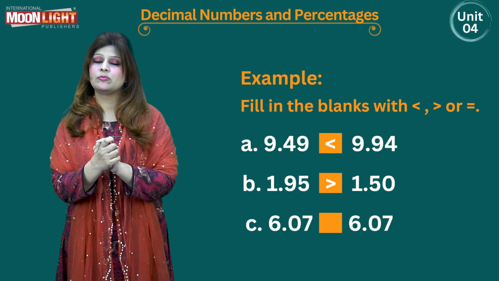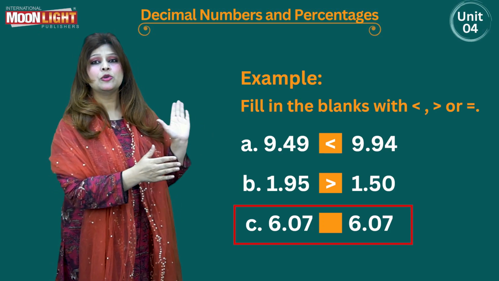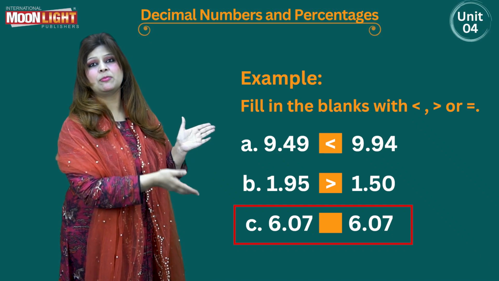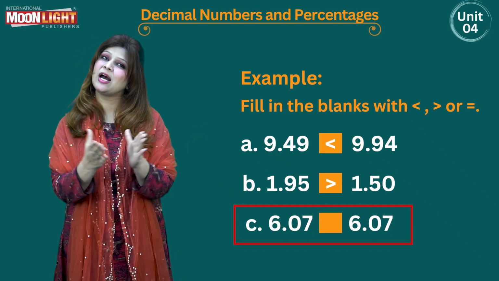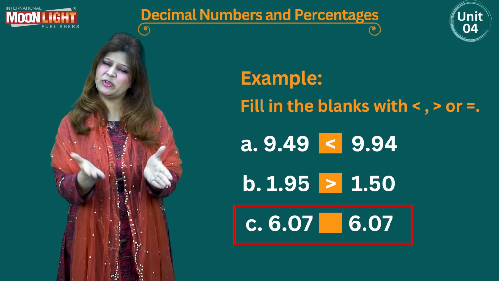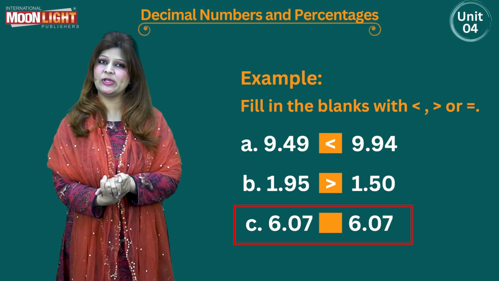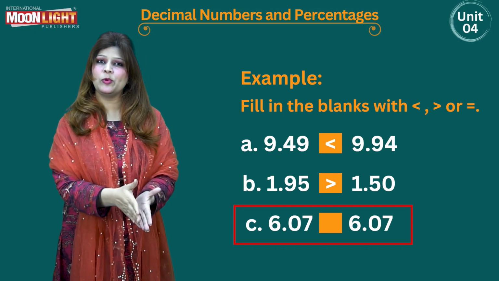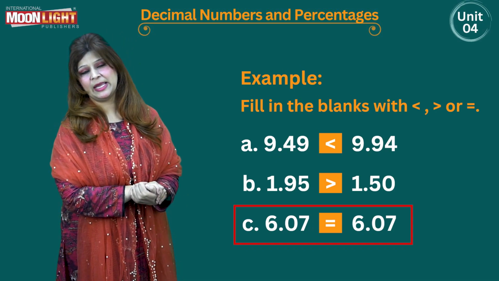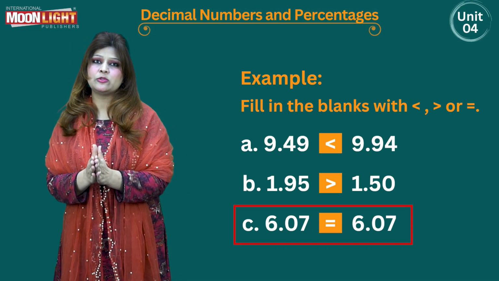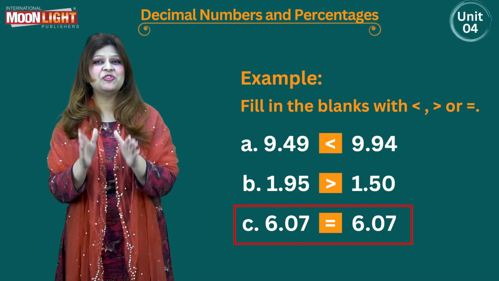So you are going to put the symbol over here, and now moving towards the next part, that is part C. You know that 6.07, an empty box, and 6.07 are both the same. So which symbol will come over here? Yes, the equals to symbol will be here. So do write the equals to symbol over here, and we are done.